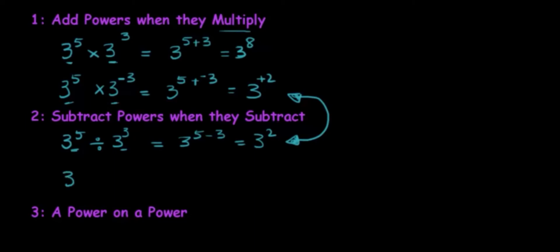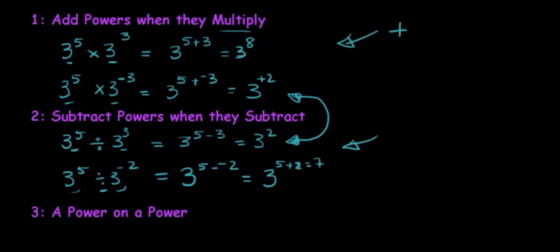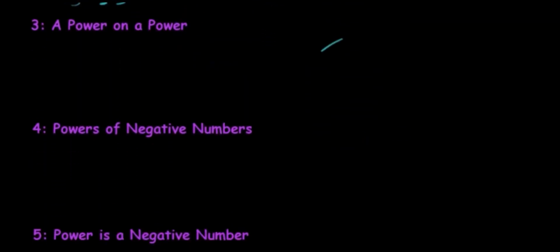Next, likewise, I can have powers with negative numbers. I do the exact same thing because I'm dividing and both the bases are the same, 3 and 3. I end up subtracting the powers. So I have a minus 2 already. 5 minus minus 2, that would be 5 plus 2. That's a 7. Now, this is the case where we add powers. This is the case where we subtract powers. The next case is something where we multiply powers. When you've got a power on a power, do you see that we haven't got 2 bases, it's just one thing.